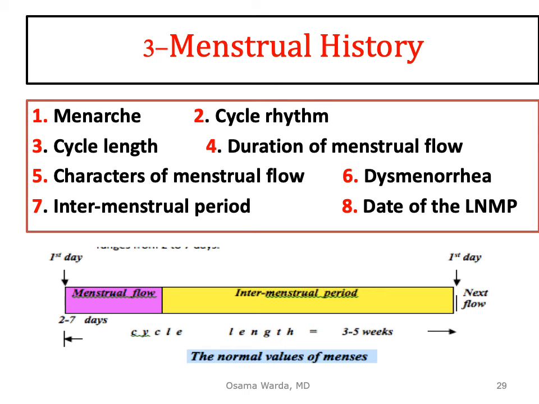And lastly, May had intermenstrual spotting, which results from a transient decrease in the maternal hormone as a result of ovulation. Okay. The last item is the date of the last normal menstrual period.